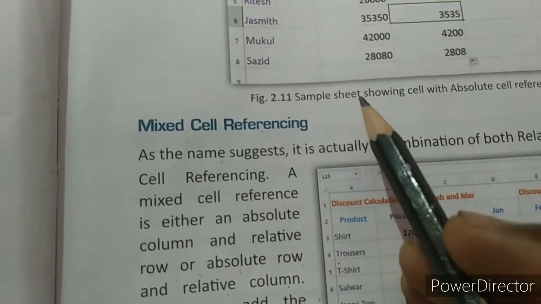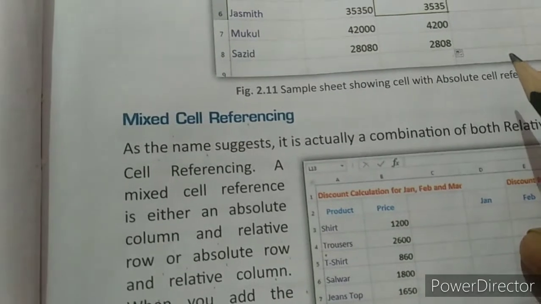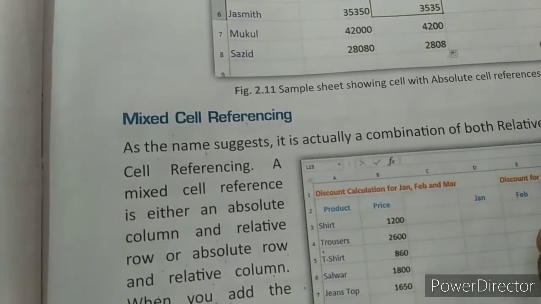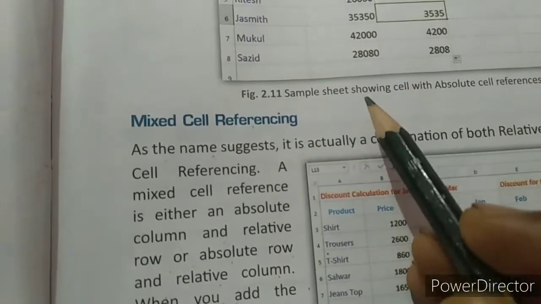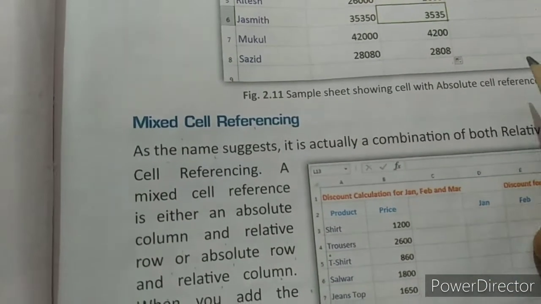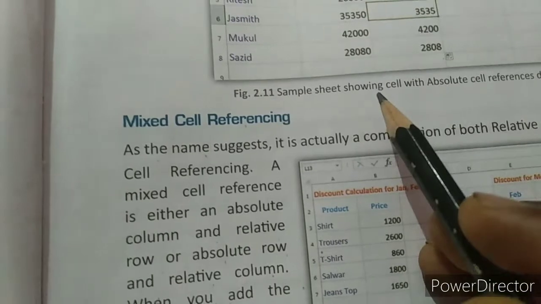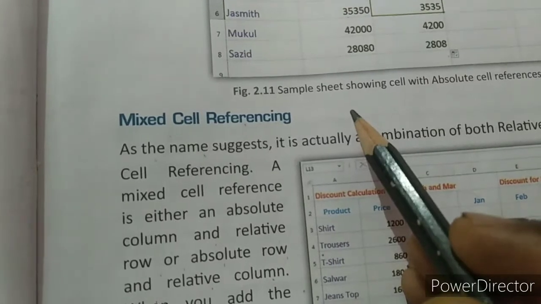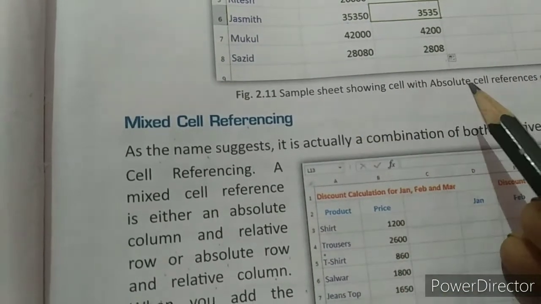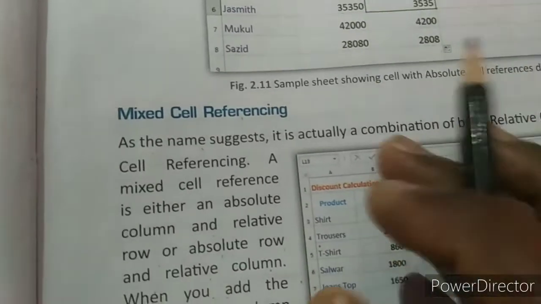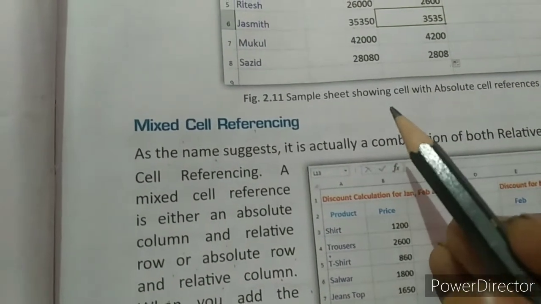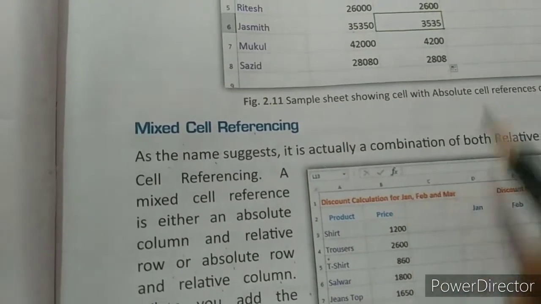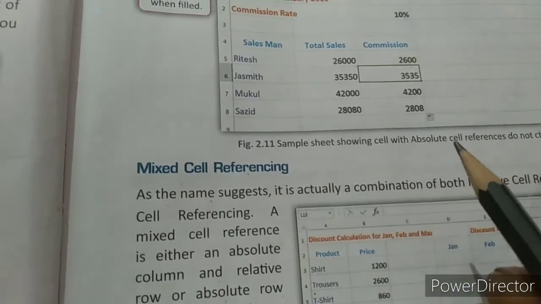And if we want to change the column and do not want to change the row, then what will you do? We will not use $ before the column, and we will use $ before the row. This is how, when both things, relative reference and absolute reference, are used, this type of referencing is known as mixed referencing.